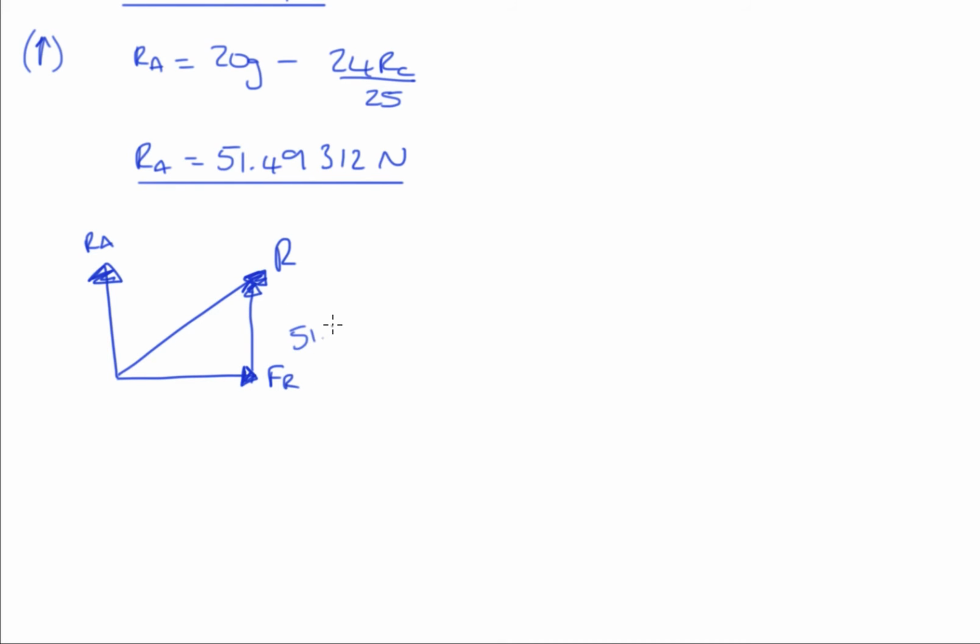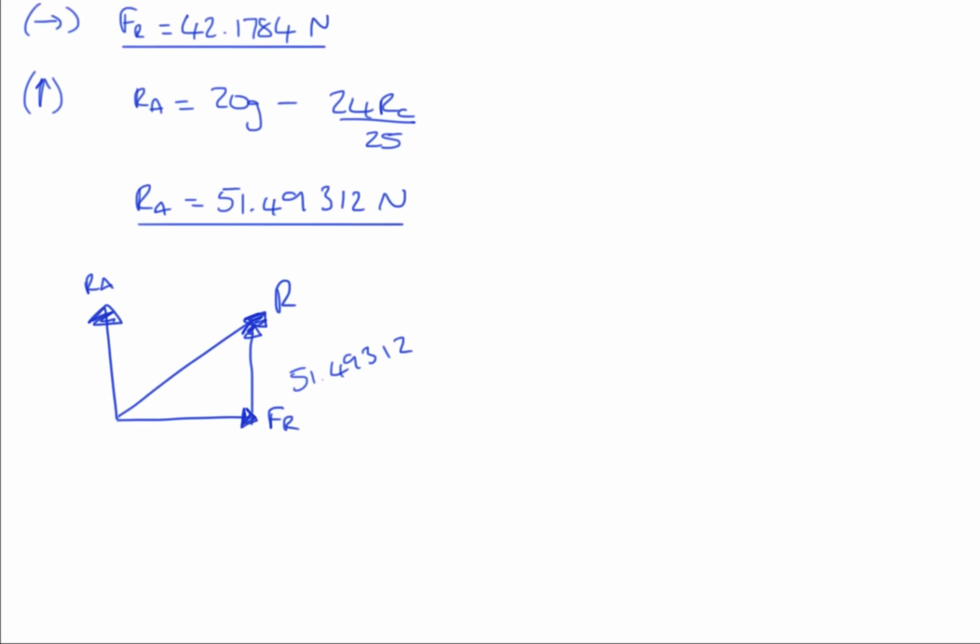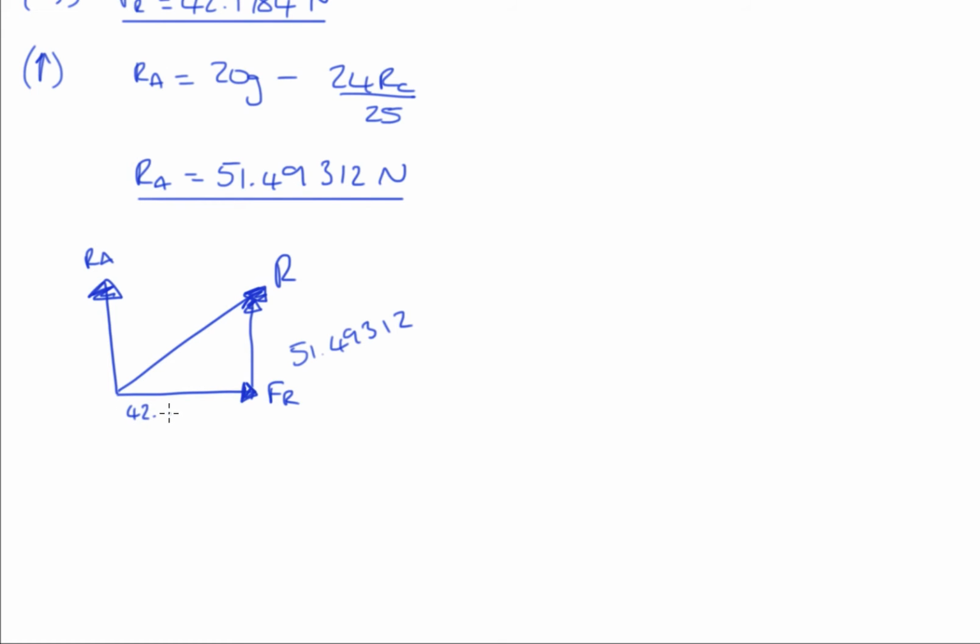We've got 51.49312. FR was 42.1784. I'm doing the real numbers squared here. I'm just rounding them for ease. I've got 66.56.